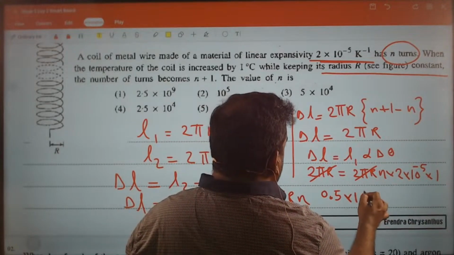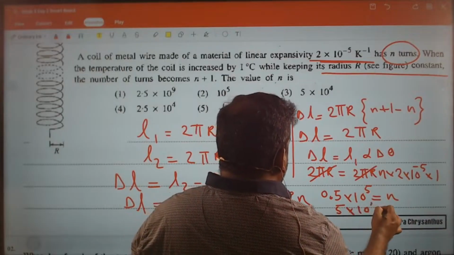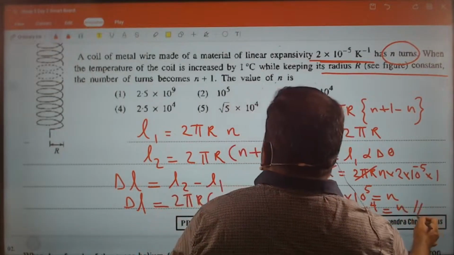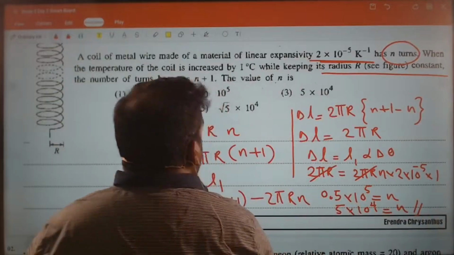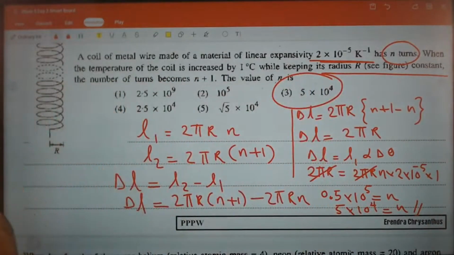0.5 × 10^5 is n. So 5 × 10^4 is equal to n. So our correct answer is answer number 3.